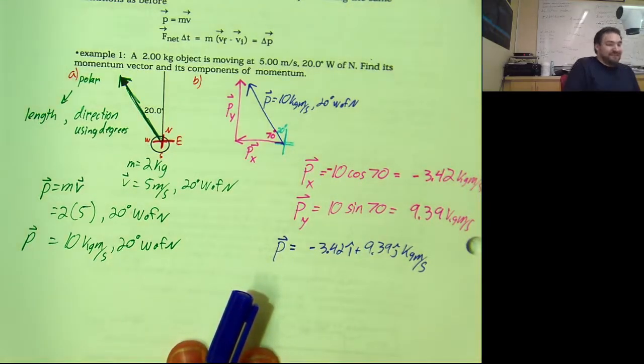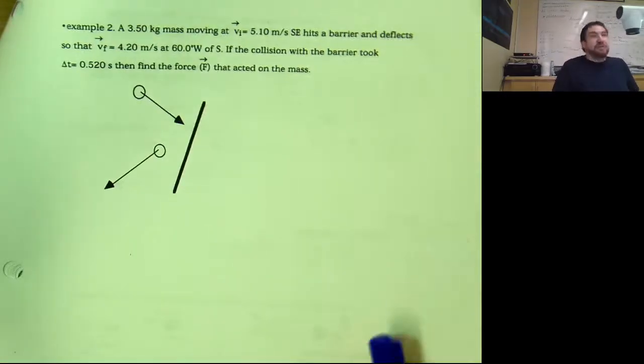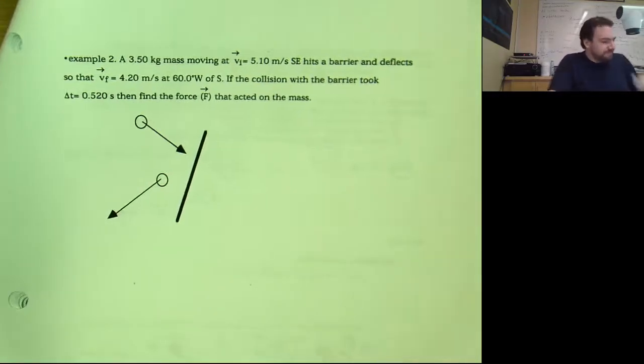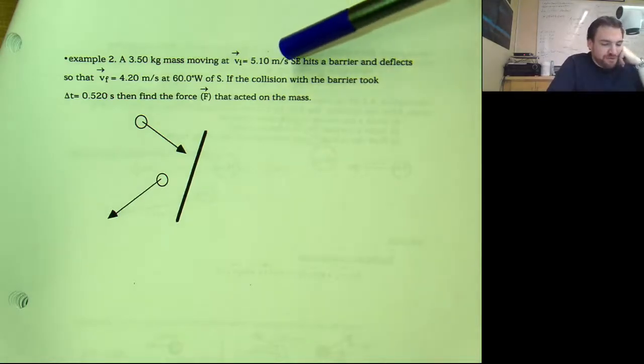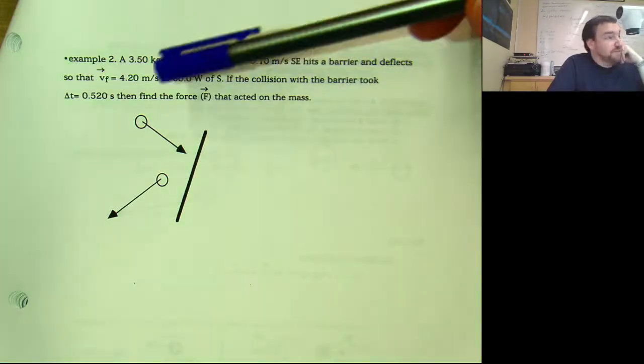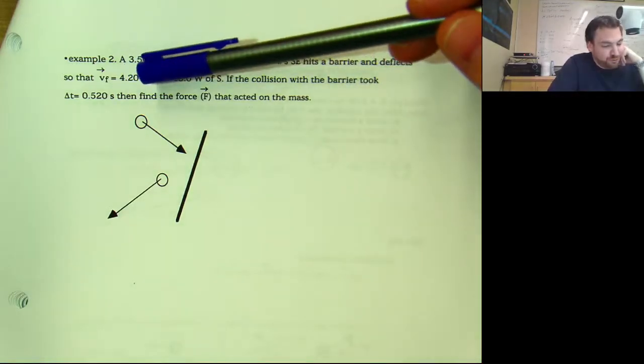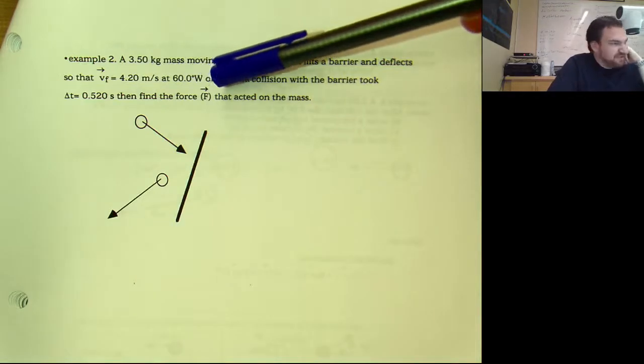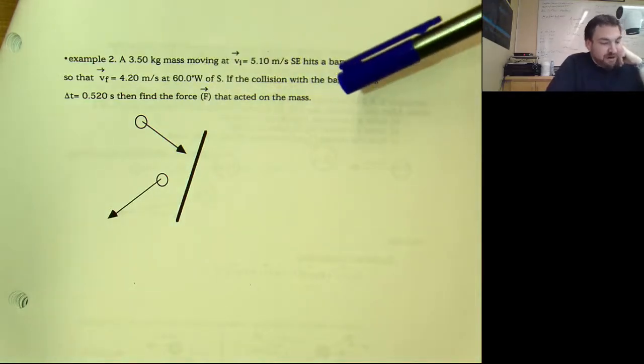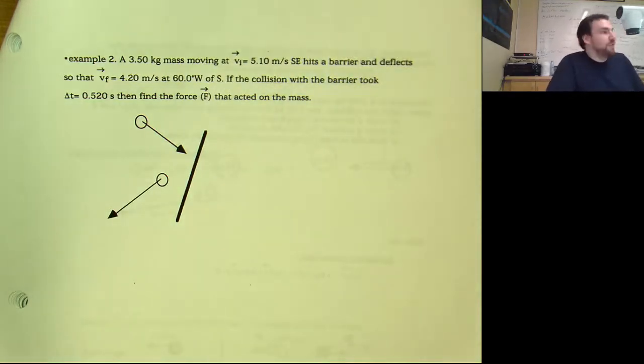Okay, flip the page. Let's deal with Ashton's issue. How does this get hard? Well, let me show you. Here's the issue, Ashton. You've got a 3.5 kilogram mass moving at 5.10 meters per second southeast. It hits a barrier and deflects so that its final velocity is 4.2 meters per second, 60 degrees west of south. If the collision with the barrier took 0.52 seconds, what's the force acting on the mass?